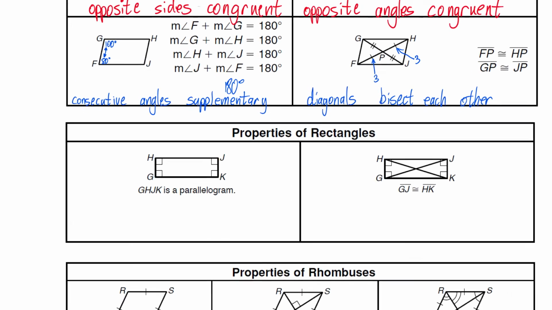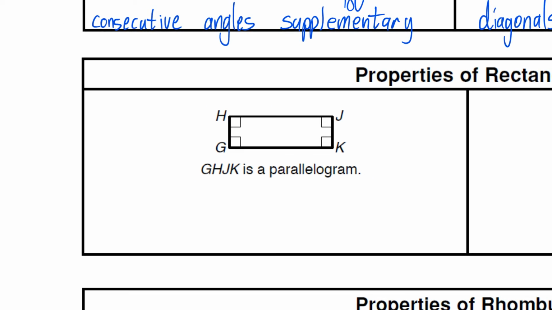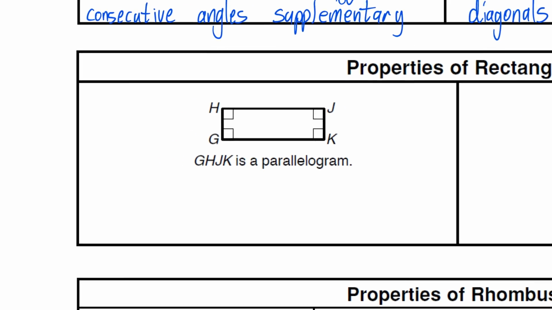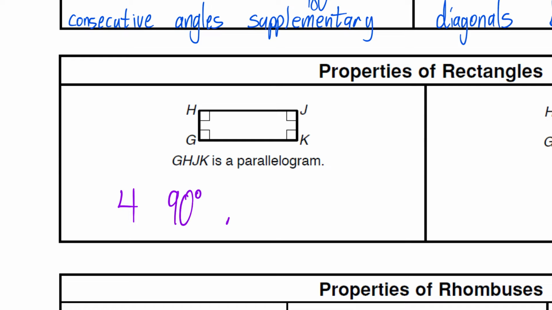Then we got into talking about rectangles, which is a type of parallelogram, but it's got something more specific about it. So this first one right here is kind of like the defining feature of a rectangle. So what makes a rectangle a rectangle? 4 90 degrees. Good. It's got 4 90-degree angles. Like 90, 90, 90, 90. That's what it means to be a rectangle. It's got 4 90-degree angles.